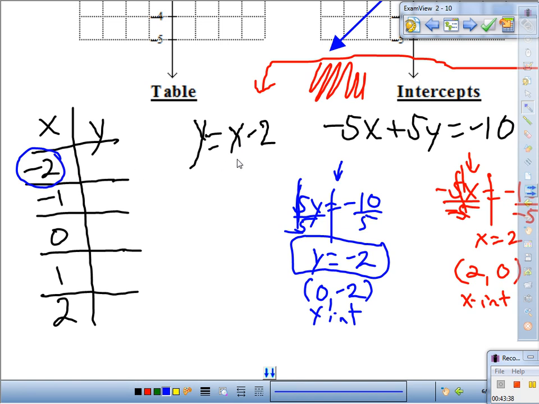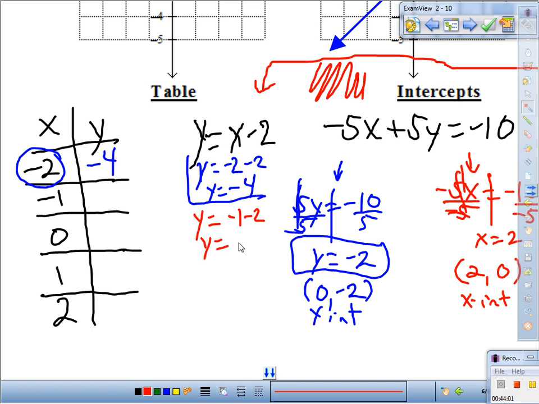So that goes here. We write negative 2 underneath there, and we write y equals negative 2 minus 2. What is negative 2 minus 2? That goes right there. We're done with the first value. With the next one, I'm going to write y equals, what is my next value? Negative 1 minus 2. What is negative 1 minus 2? Negative 3. So that goes right there.